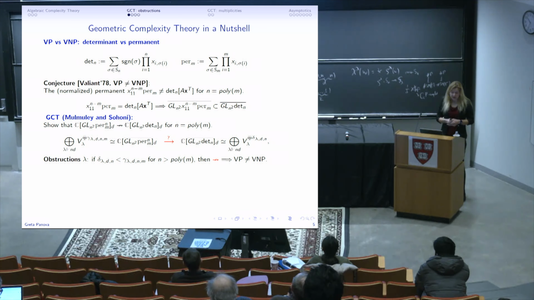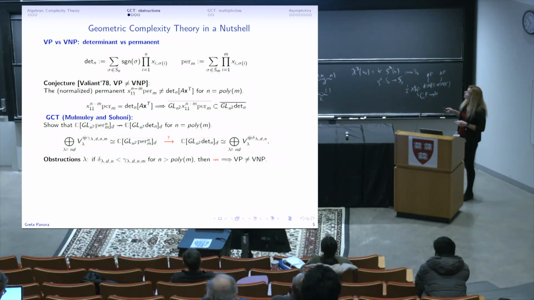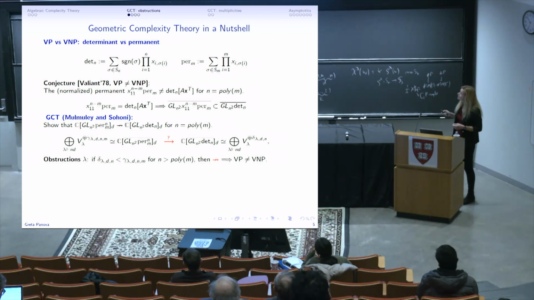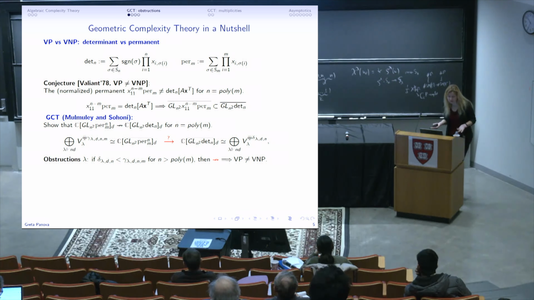So if it happens that the multiplicity here is smaller than the multiplicity here, then this is not going to be possible. Then we don't have this arrow. And in particular, if we actually show that this is happening for n greater than polynomial, for n bigger than any polynomial of m, then we are going to have that Vp is not equal to Vnp.